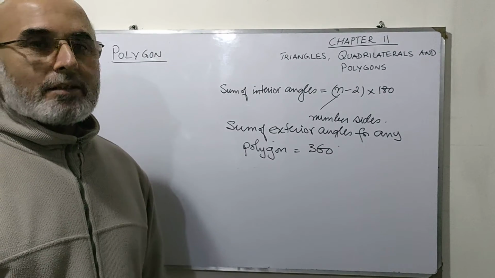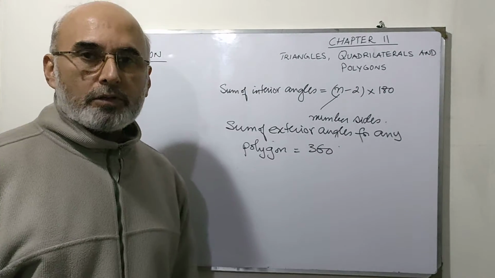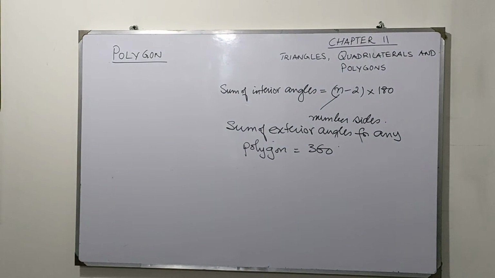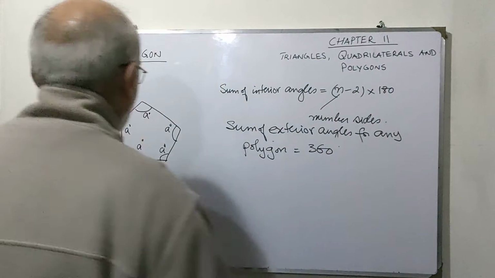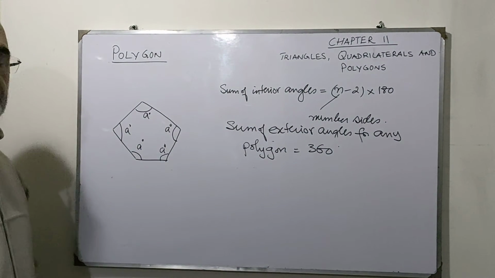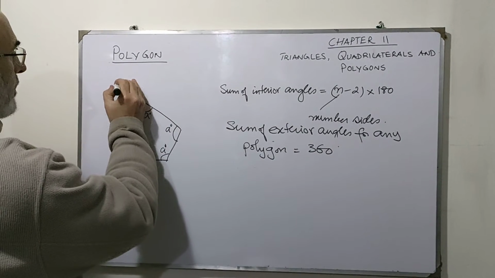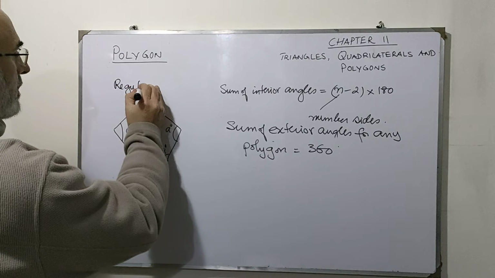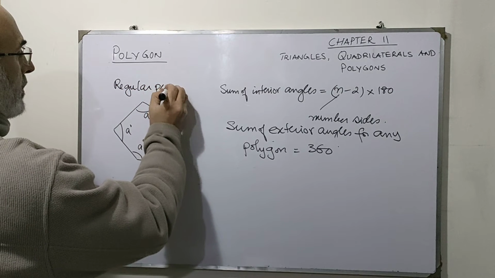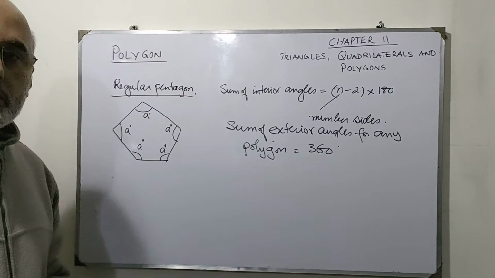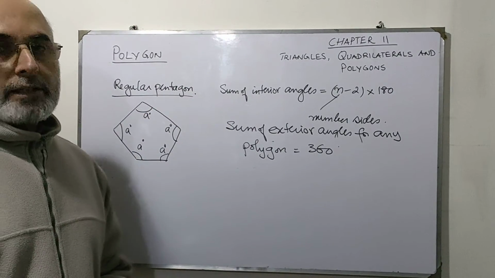So let's do some examples also now. Okay, now I have a pentagon here, and assuming that it's a regular pentagon, and if it's a regular pentagon, all sides are equal and all angles are equal.